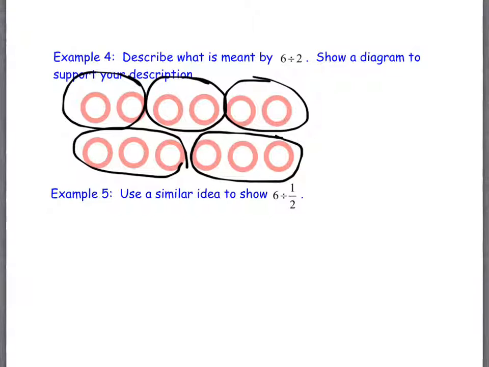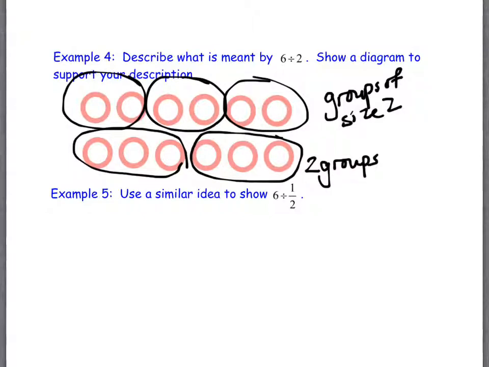This is exactly them. So this one gives me groups of size 2. And this one gives me 2 groups. That's what the 2 is doing in the problem. I know we get 3s in there as well, but that's not the part of the problem I'm focusing on. Groups of size 2 are 2 groups.